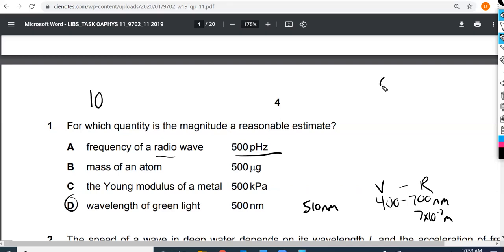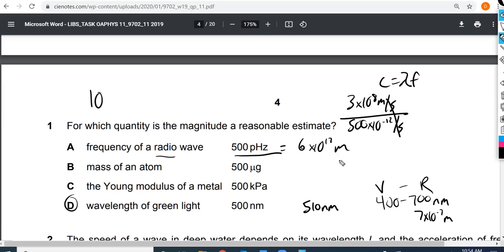All right, so let's calculate this based on the speed of light. It's equal to wavelength times frequency. We can approximate the speed of light as 3 by 10 to the 8 meters per second. And if we divide that by the frequency given, 500 pico, 10 to the negative 12 hertz, or reciprocal seconds, those units cancel. You get 3 by 10 to the 8 divided by 500 by 10 to the negative 12. What does that work out to be? Six by 10 to the 17 meters.